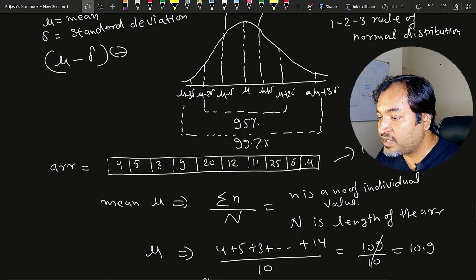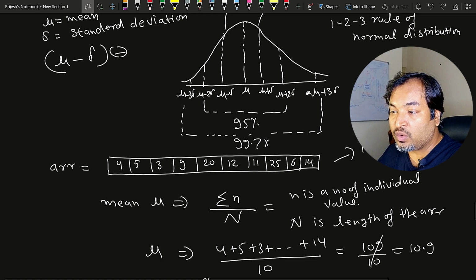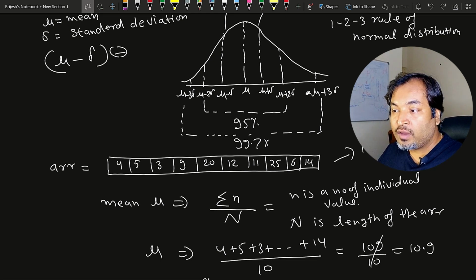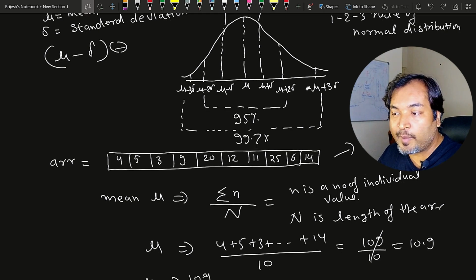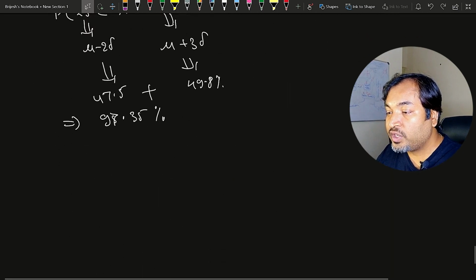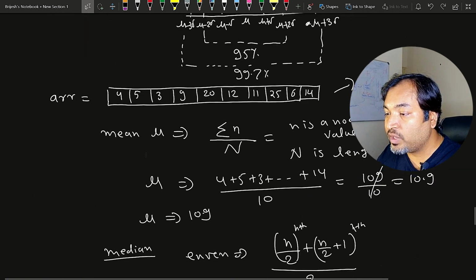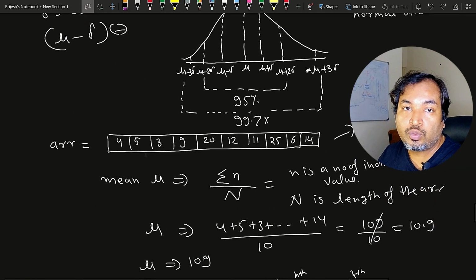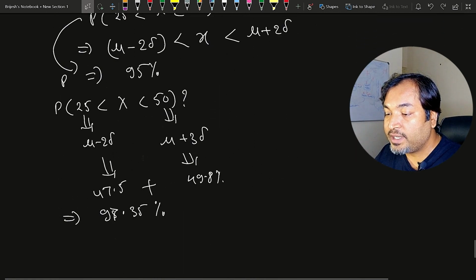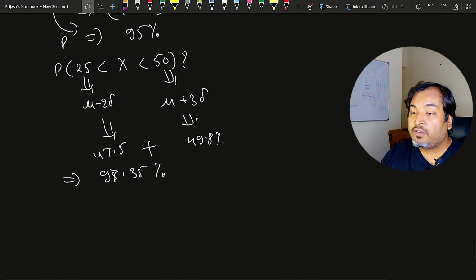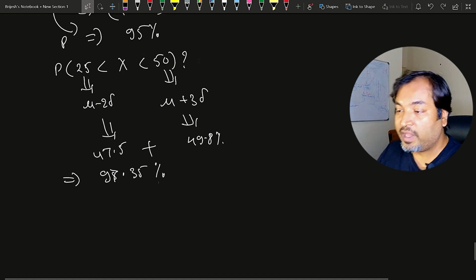Okay, so for mu plus 3 standard deviations, we will get 99.7. So half of the value, because we are only taking mu plus 3 standard deviations, right? From mu to mu plus 3 standard deviations is basically 99.7 divided by 2, so we will get 49.8. Similarly, for mu minus 2 standard deviations, we will get around 95%. So we divide 95 by 2, we will get 47.5. And then when we add these two numbers, we will get the final probability of this variable.